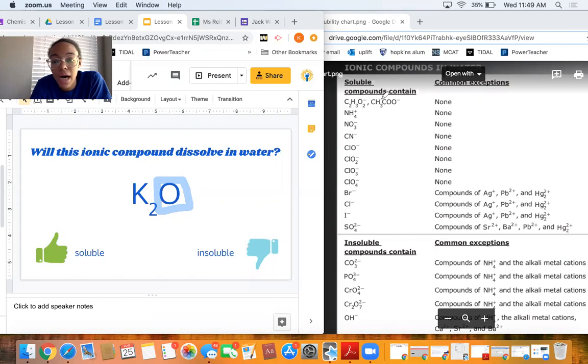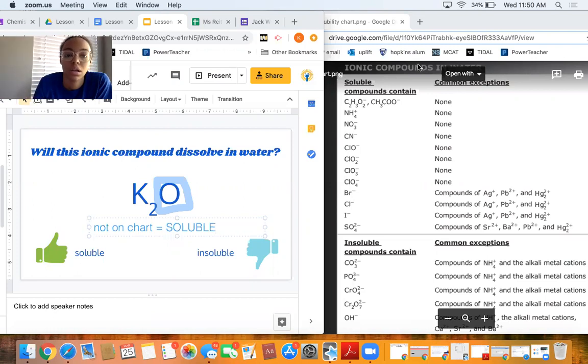I see a whole bunch of oxygens, but these are in other things, right? We got one there, we got one here, but nowhere on this chart do we just have oxygen by itself, okay? Meaning that this is not on the chart. Remember our rule, it's an ionic compound, it's not on our chart of exceptions, so we can just assume it is regular, so it will be soluble in water.